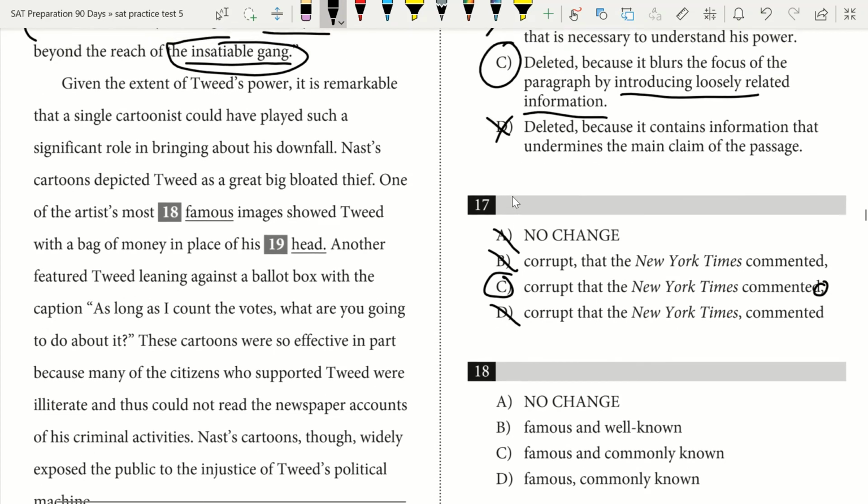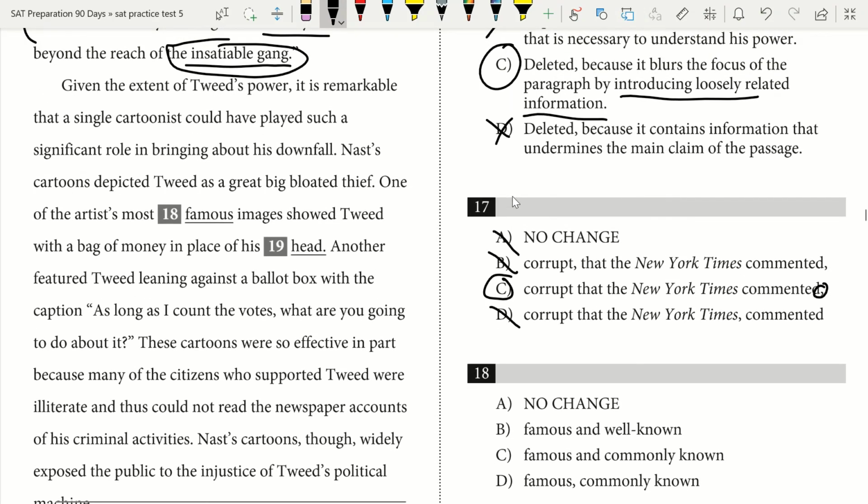Going down, now we got question 18 because we already answered 17. Given the extent of Tweed's power, it is remarkable that a single cartoonist could have played such a significant role in his downfall. Nast's cartoon depicted Tweed as a great bloated thief.